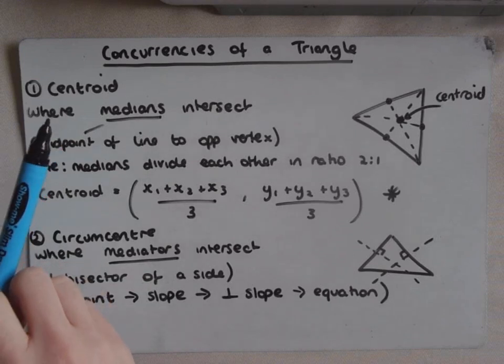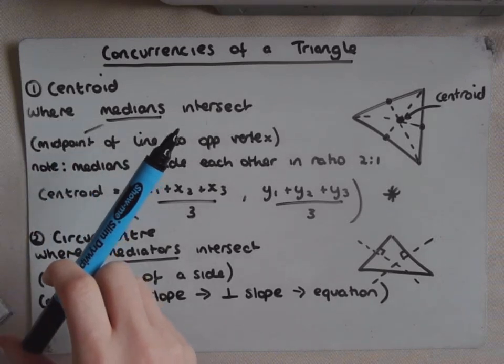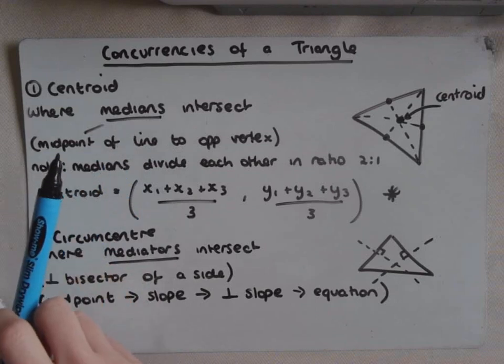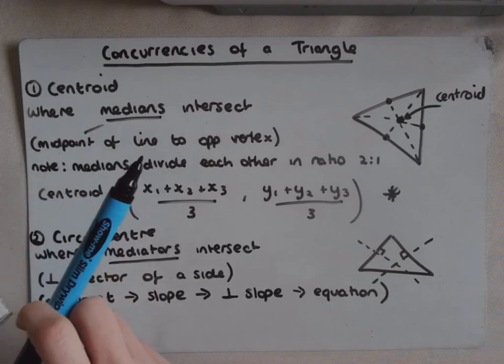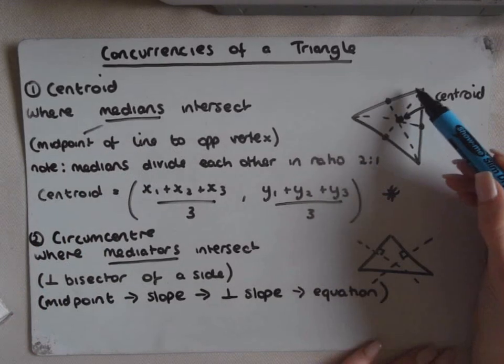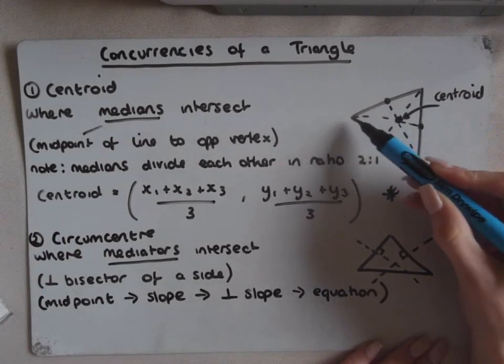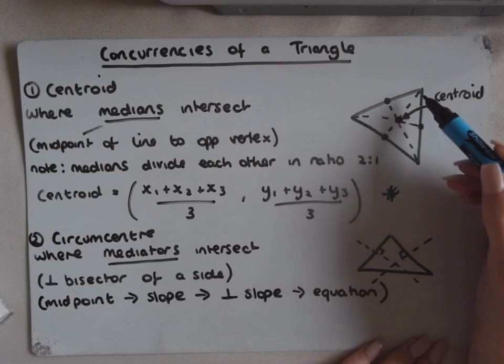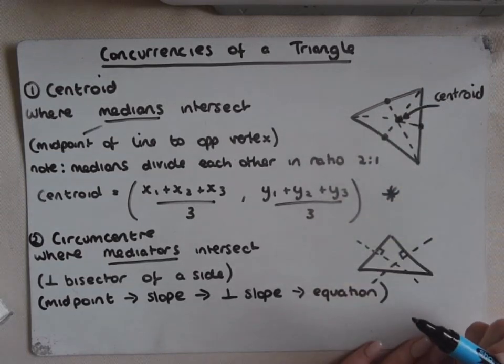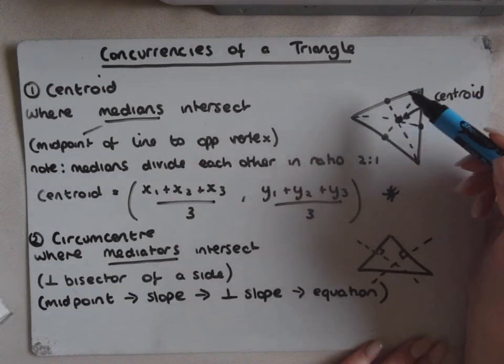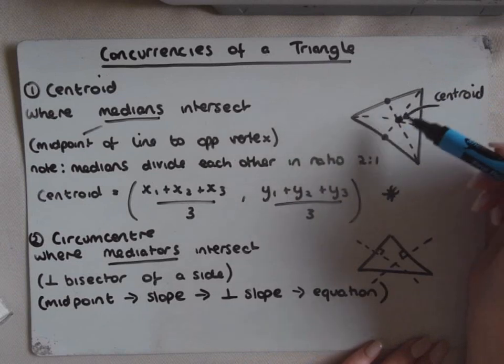Okay, so the centroid is where the medians intersect. Now you need to learn the word median. It's the midpoint of the line to the opposite vertex. So the middle of this line to the opposite vertex, that's the median. Middle of this line to the opposite vertex. Okay, now when we're actually doing it, generally we only need to find where two medians intersect.